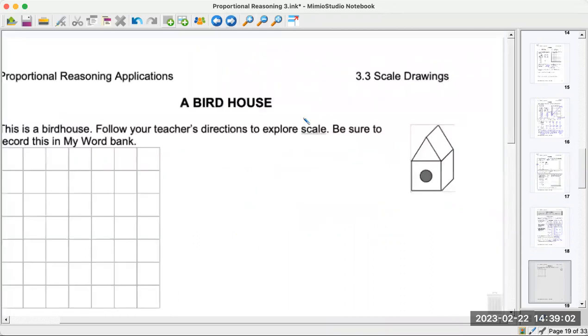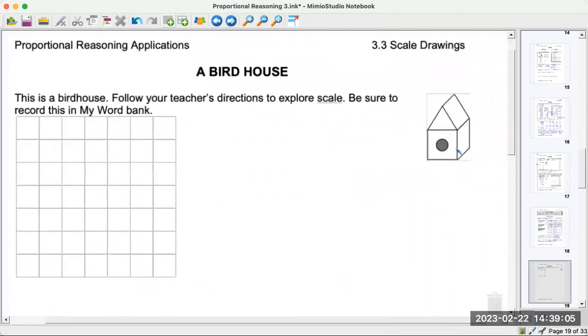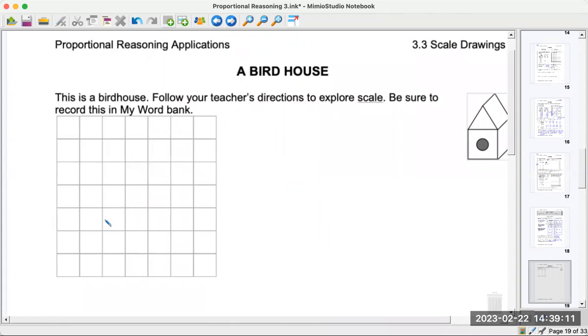This one is a birdhouse. So this is the birdhouse, but we're only looking at the front. We're not looking at the 3-dimensional part. So I'm going to draw the birdhouse here. This is going to be the scale drawing. So we're making a birdhouse, but we're drawing it small first. This is a birdhouse. So first of all, each of these little things is 1/4 inch on my drawing, on my scale drawing.